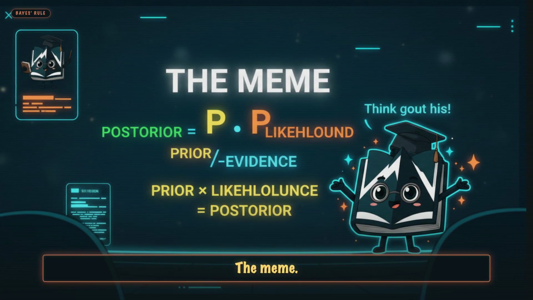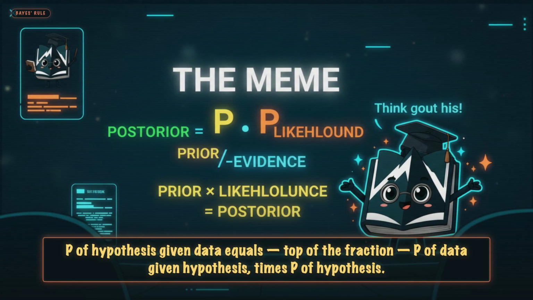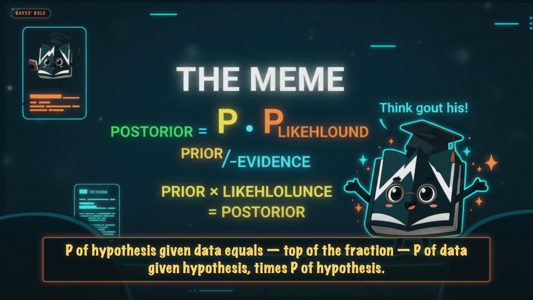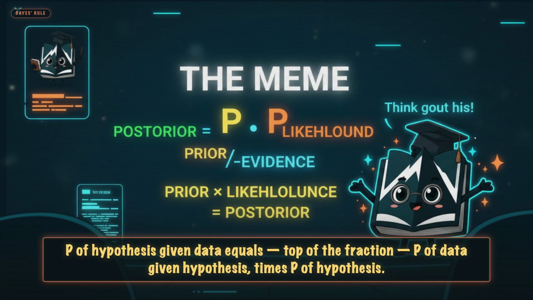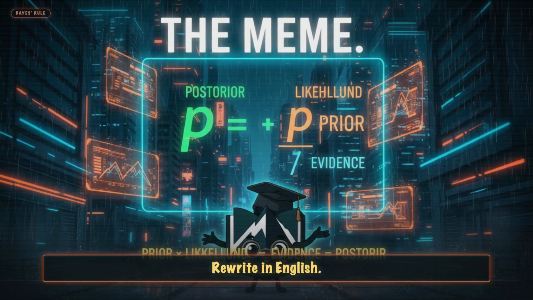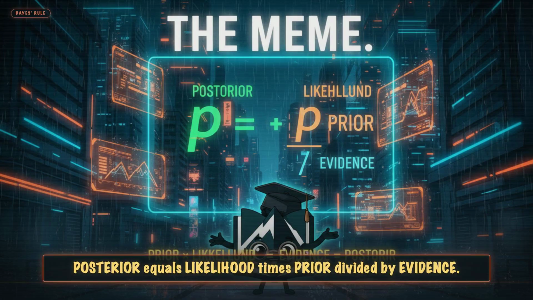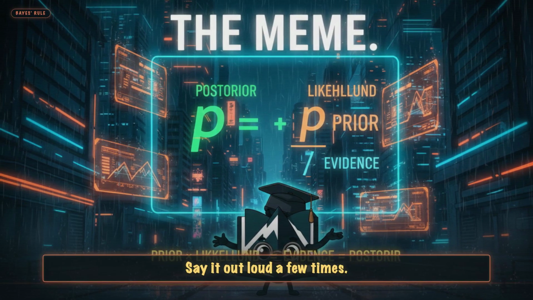Beat 2. The meme. Look at the formula again with new labels. P of hypothesis given data equals top of the fraction, P of data given hypothesis times P of hypothesis. Bottom of the fraction, P of data. Rewrite in English. Posterior equals likelihood times prior divided by evidence. Say it out loud a few times.